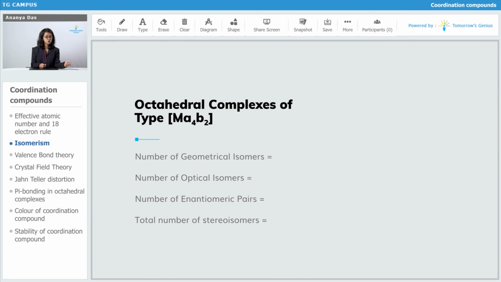Last of all, you have the total number of stereoisomers. So first fill in the details. Now the total number of stereoisomers is equal to the number of optical isomers plus optically inactive pairs. So optical isomers 0, optically inactive pairs 2. So the total number of stereoisomers is 2. So these were the total calculations for the complex MA4B2: it has 2 geometrical isomers, no optical isomers, no enantiomeric pairs, and it has 2 stereoisomers in total.